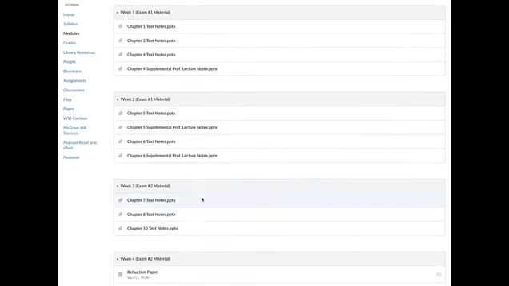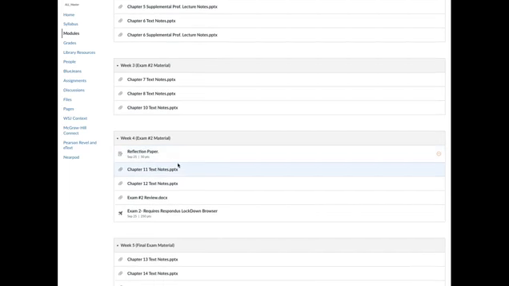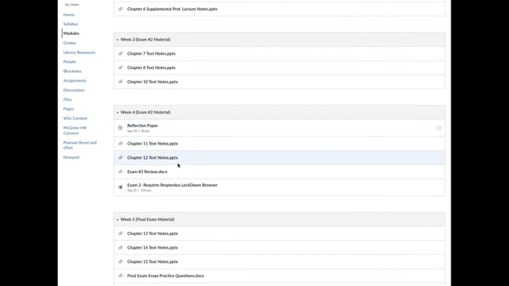The reflection paper, I'm sure he talked a lot about it in class. He probably went through his expectations. He might have handed them a rubric or instructions in class and just didn't post them in Canvas. So we talk about complete information. You cannot assume that students just know what they're doing.